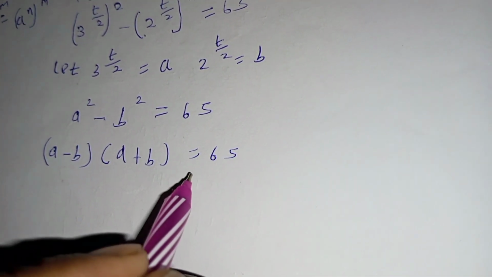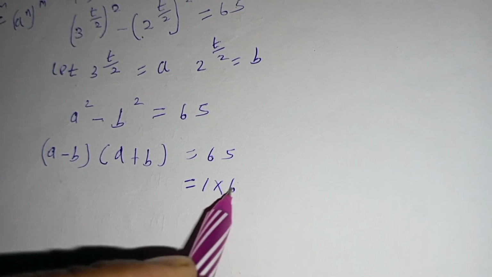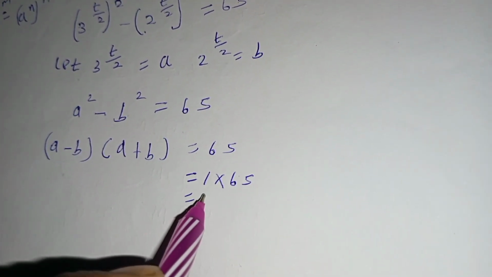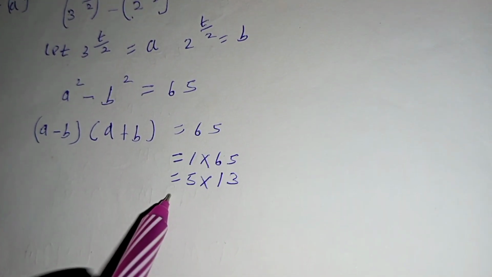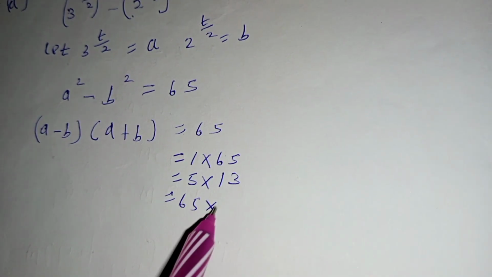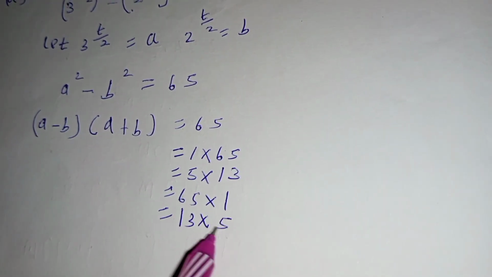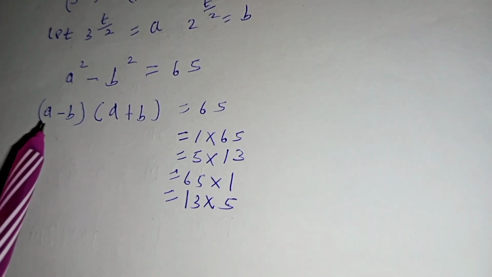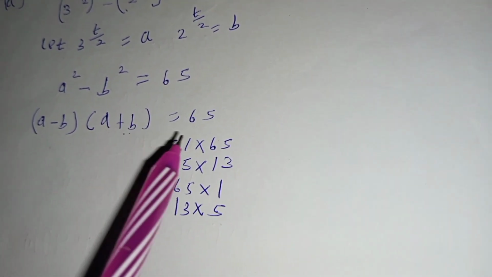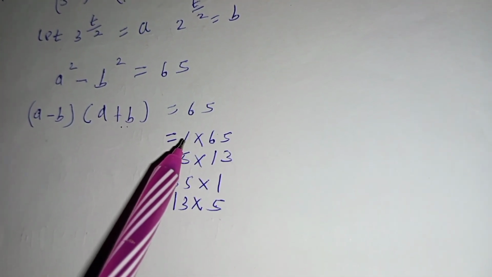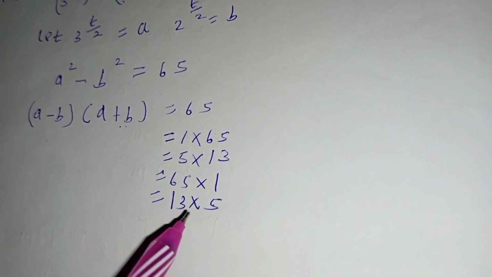Then 65 has the following factors: 1 multiplied by 65. Also we have 5 times 13 will give you 65. Similarly, you can have 65 times 1, and you can have 13 multiplied by 5. So this means that you have two numbers. The difference of two numbers multiplied by the sum of the two numbers gives you 65. And those pairs here are 1 times 65, 5 times 13, 65 times 1, and 13 times 5.